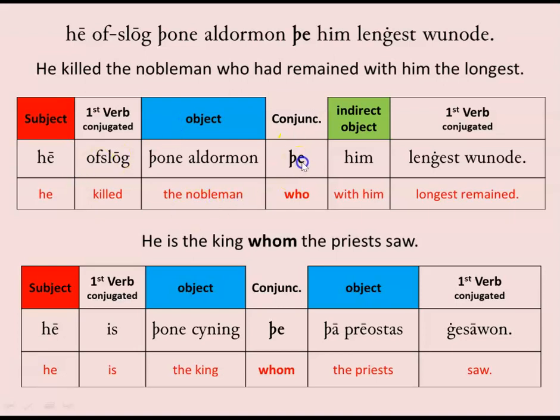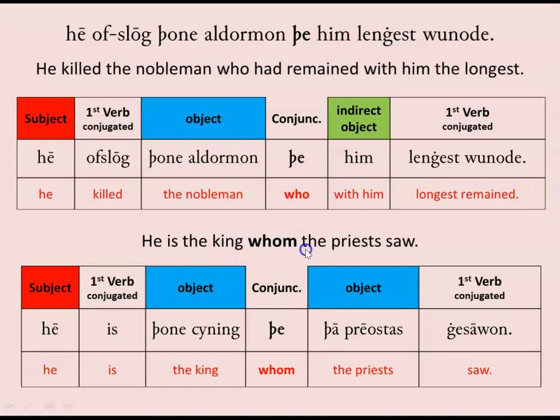Þe, the relative particle, is used to represent who, the relative pronoun. Him is the indirect object, with him. So that's the person who remained with the nobleman longest. Wunode, remained, is the conjugated verb. So the verb in the subordinate clause is at the end again, and that will be the case throughout. A relative clause is a form of subordinate clause, and so the verbs will go to the end.